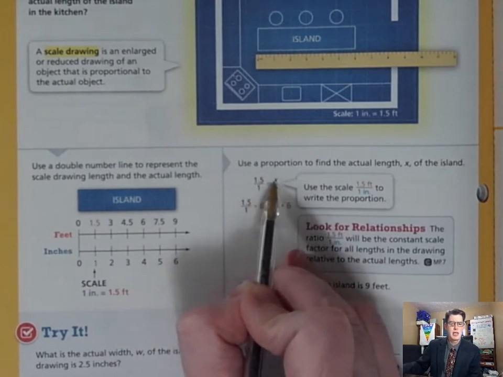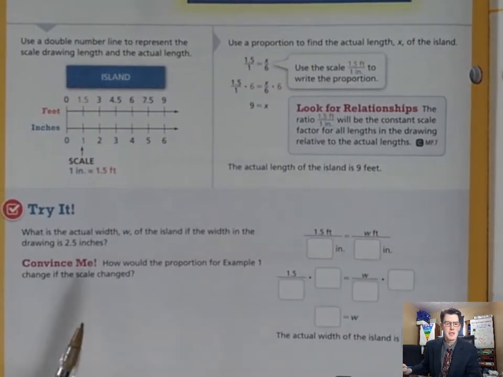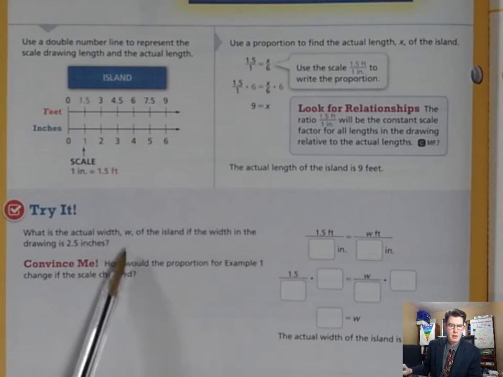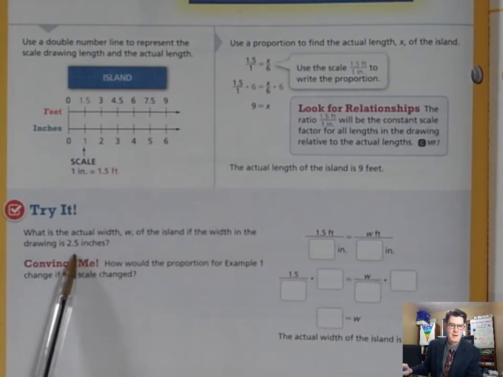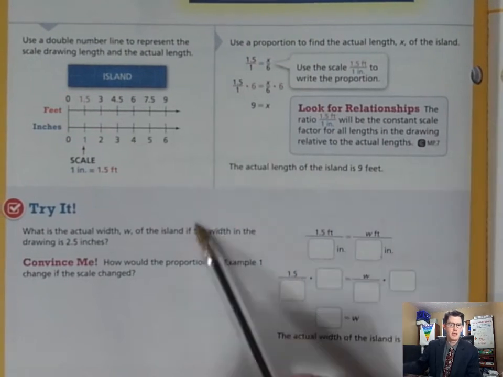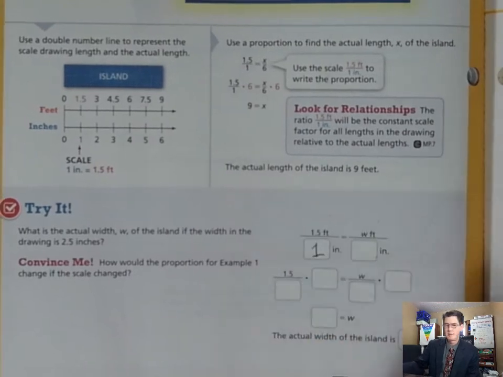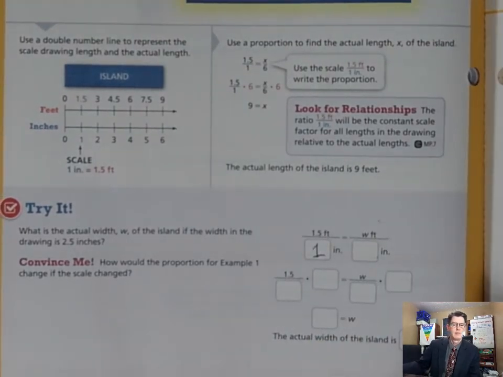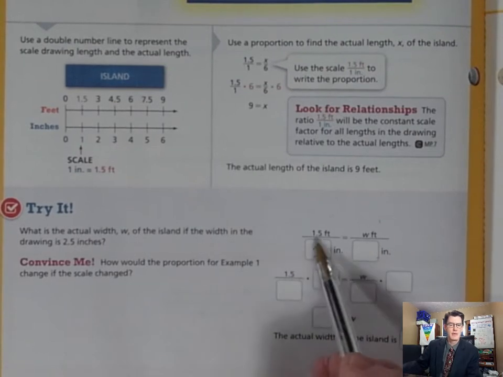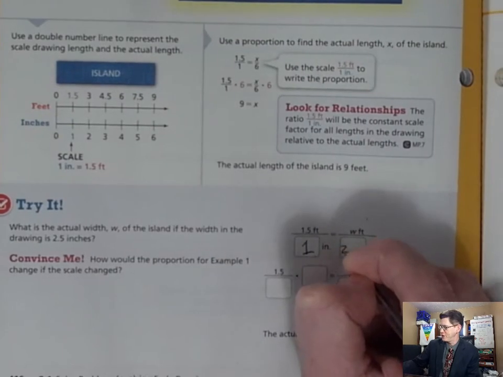Just write the proportion the same way on both sides of the fraction. For example, what's the actual width if the drawing is 2.5 inches? So we've got feet over inches and feet over inches, and they're using the information from above. So if 1.5 feet is 1 inch, then how many feet is the same as, let's see, we've got feet to feet, inches to the 2.5 inches.